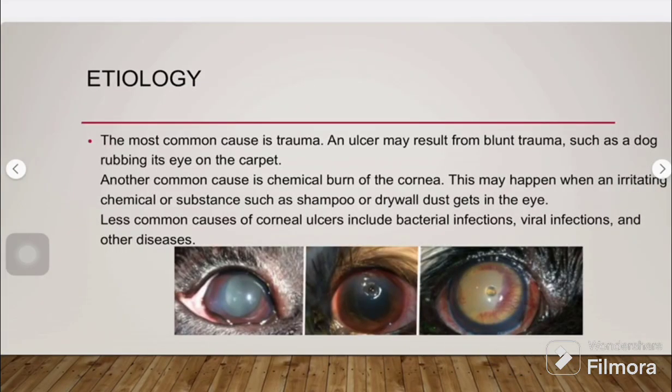So what causes corneal ulceration? The most common cause in dogs and cats is trauma. Ulcer may result from blunt trauma, or it can occur due to chemical burns of the cornea, chemical substances like shampoo or drywall dust, etc. The bacterial etiology consists of Staphylococcus, Streptococcus, Pseudomonas, and the viral etiology consists of herpes virus infection.